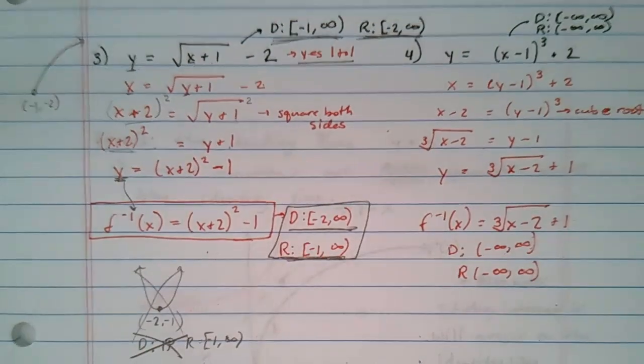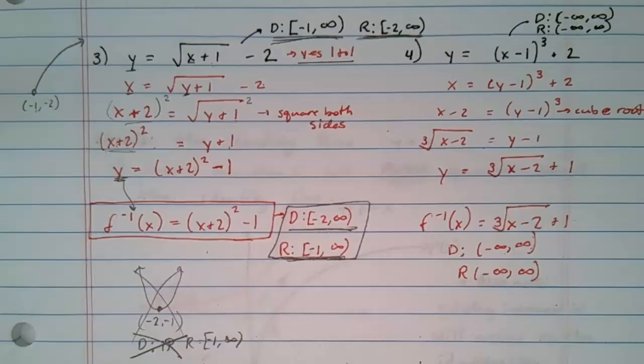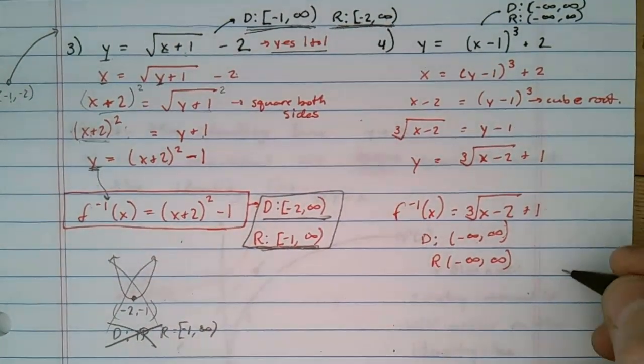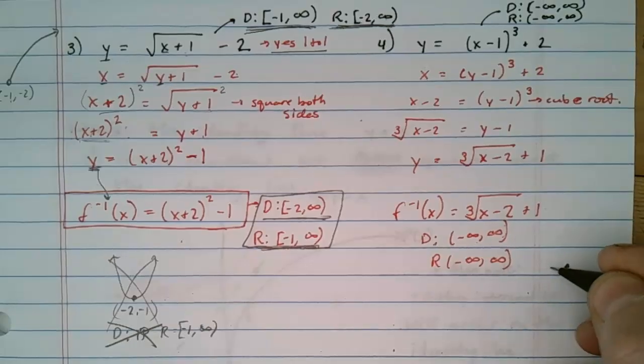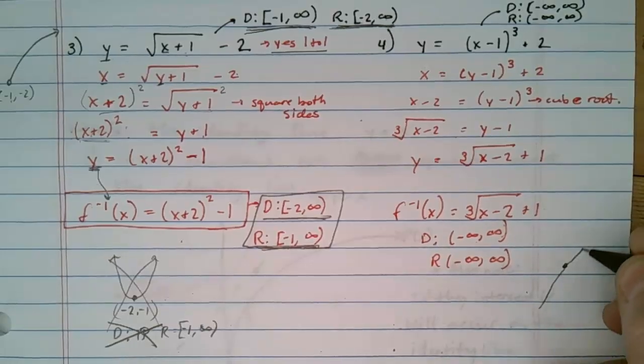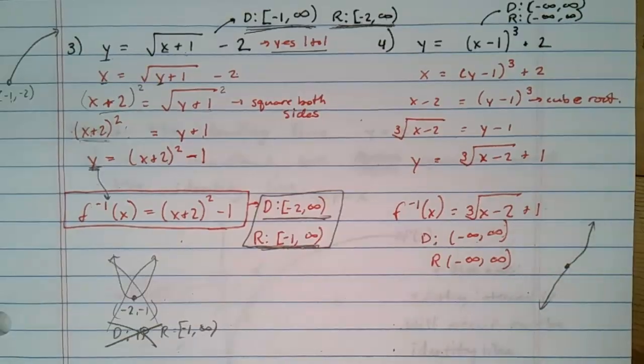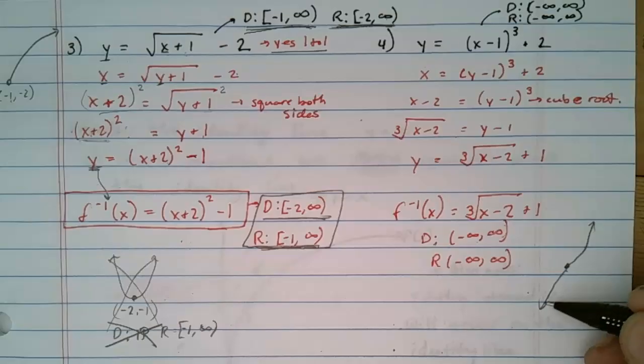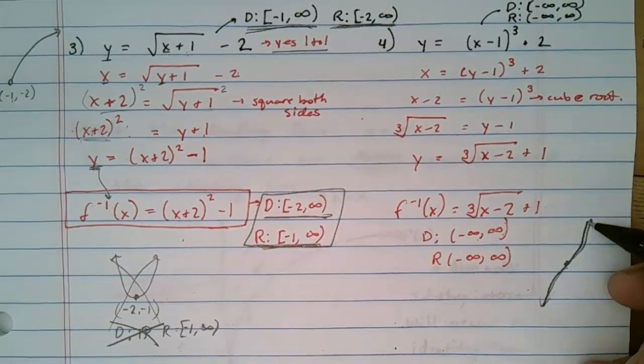Okay? Last one, number 4, y equals x minus 1 cubed plus 2. X minus 1 cubed plus 2. Well, I look at that and I say, what does that look like? Well, a cubic function looks like that. And I know this point here has been moved right 1 up 2. Does it pass the vertical line test? And the answer is yes. Does it pass the horizontal line test? And the answer is yes.